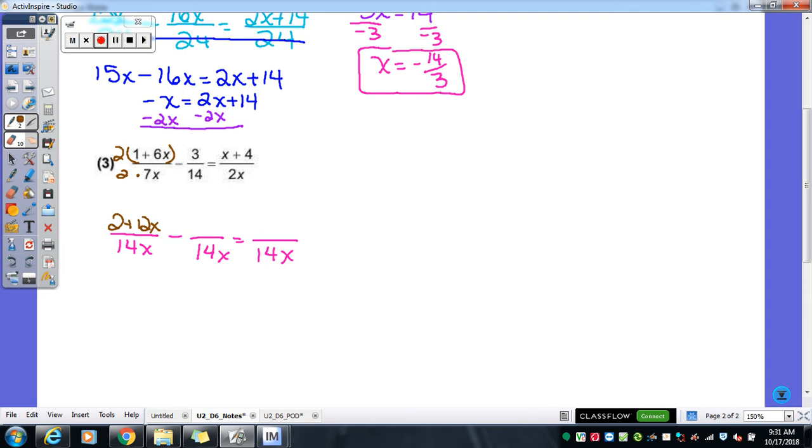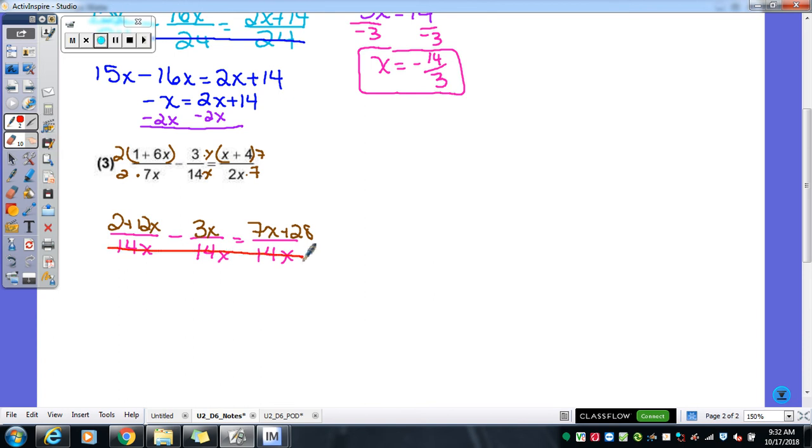Second fraction has 14. It's missing the x. So that's what I multiply by. So that would give me a 3x. And then our very last one has a denominator of 2x. What do I multiply 2 by to make it 14? 7. So there we go. So now all three of my fractions have the common denominator.